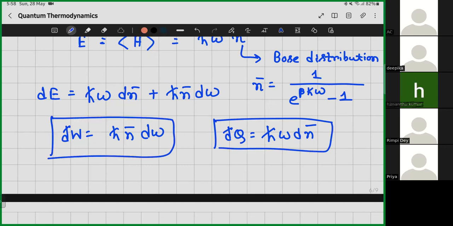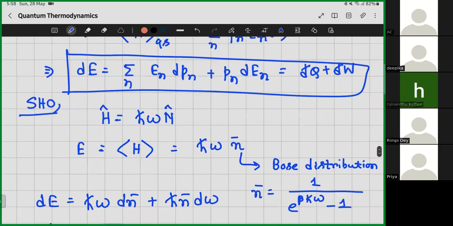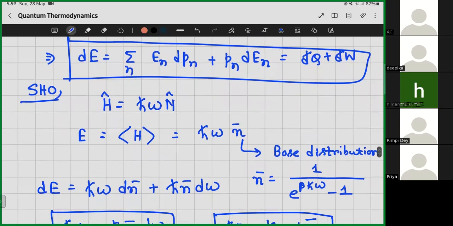What is the capital N operator? What do you mean by that? The number operator. Okay, that means the A dagger A.